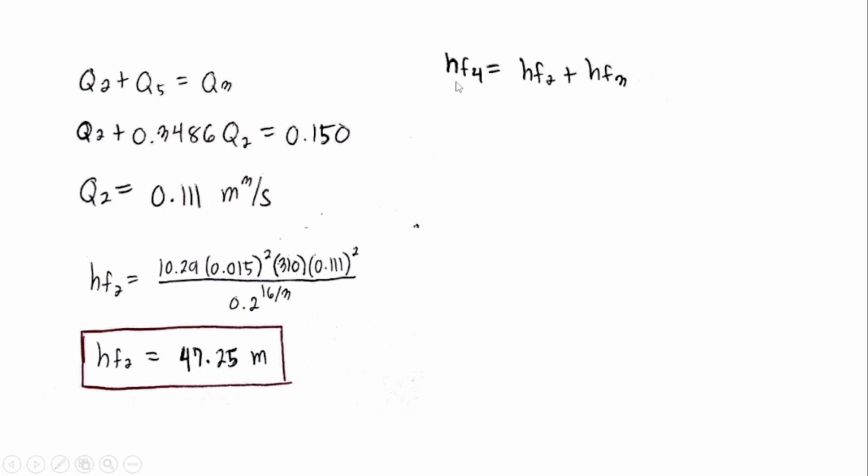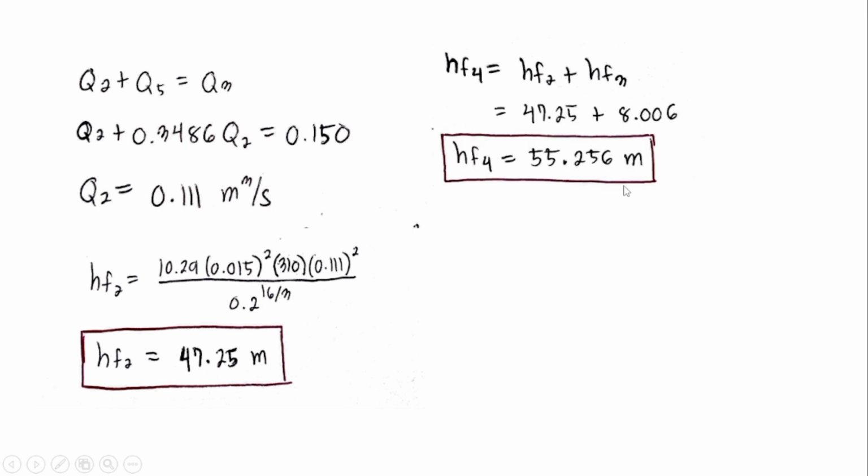So to solve for the value of the major head loss in pipe 4, the major head loss in pipe 4 is just equal to the head loss in pipe 2 plus the major head loss in pipe 3. Since we have the value for head loss in pipe 2 and also the major head loss in pipe 3, we can solve for our major head loss in pipe 4. So 47.25 plus 8.006 is equal to 55.256 meters, which is the value of our major head loss in pipe 4.